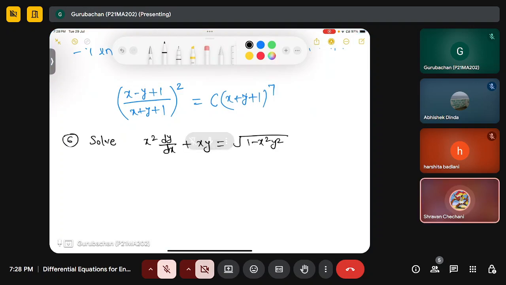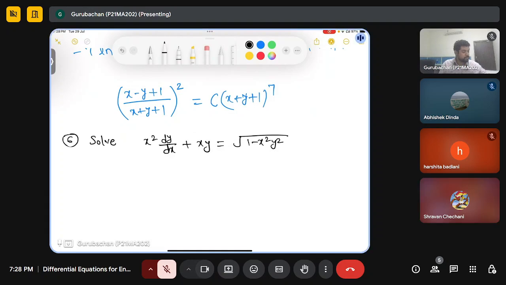Sir, is the answer ln x is equal to sine inverse xy plus c? Mm, correct. Yes, correct, correct. So let us discuss it here too.